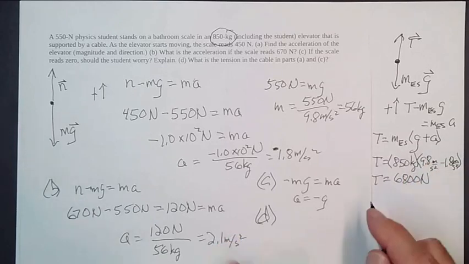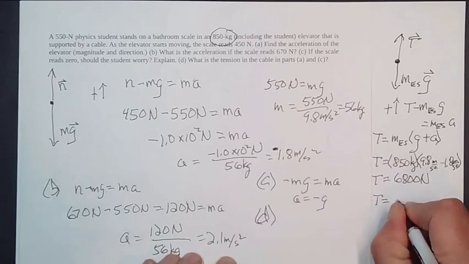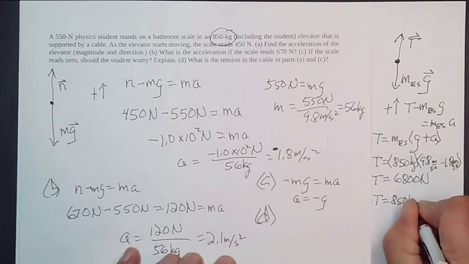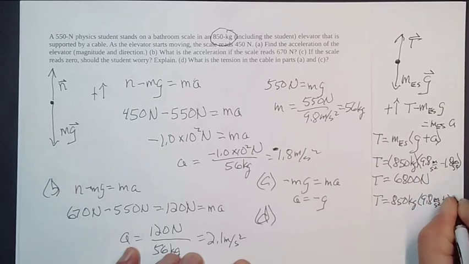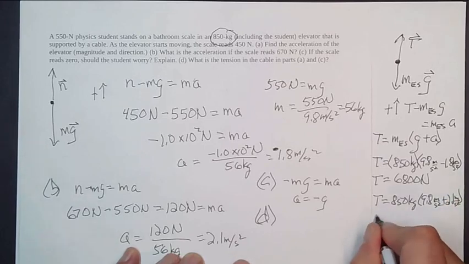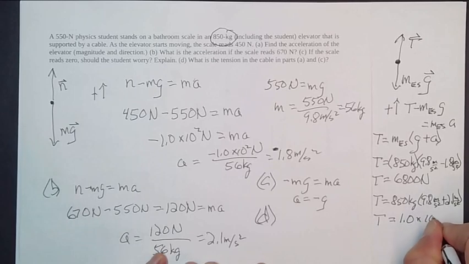In the other case, when it was accelerating upward at 2.1 meters per second squared, the tension would be 850 kilograms times 9.8 meters per second squared plus 2.1 meters per second squared. And so the tension in that case, it ends up being 1.0 times 10 to the 4th newtons, or 10,000 newtons. Okay, so a fair amount more when it's accelerating upward.